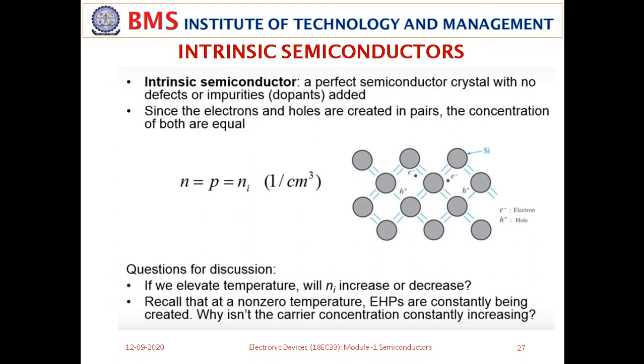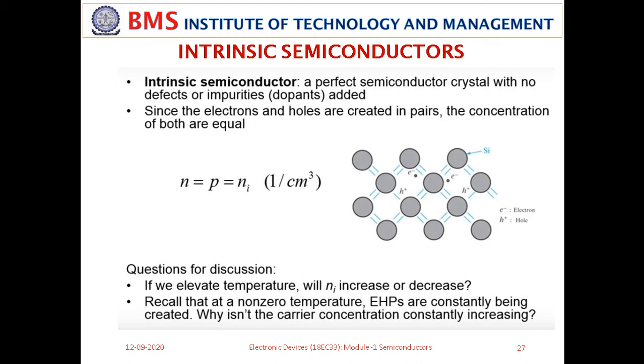At the same time, I will ask another question to you all. Recall that at a non-zero temperature, that means the temperature is very large, electron hole pairs are constantly being created. Why is not the carrier concentration increasing? Sir, it remains same. You mean what is the answer for the first question?